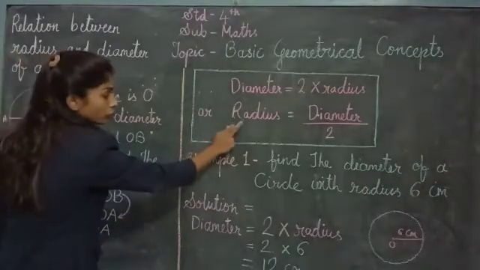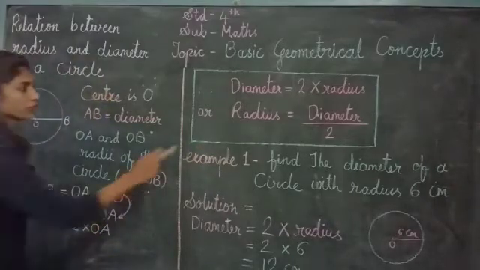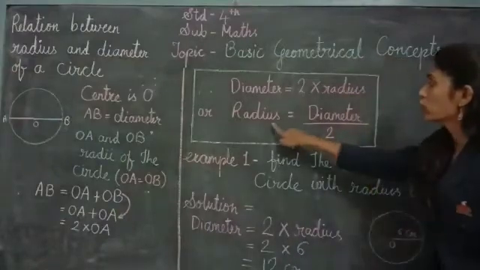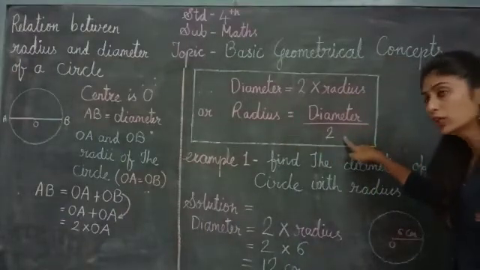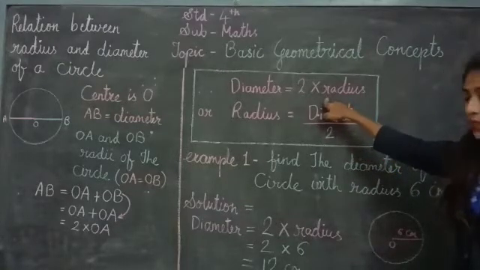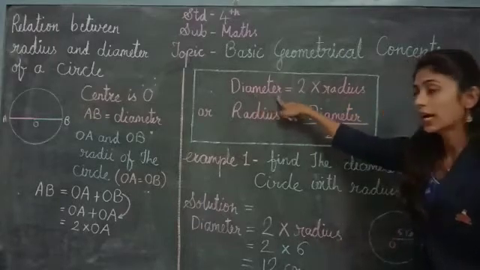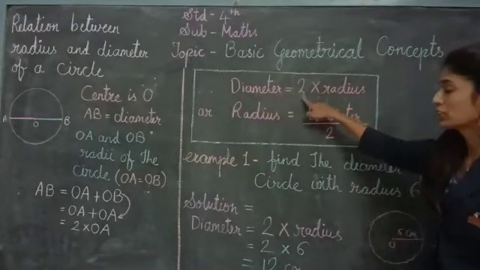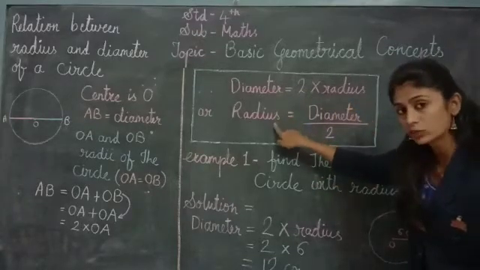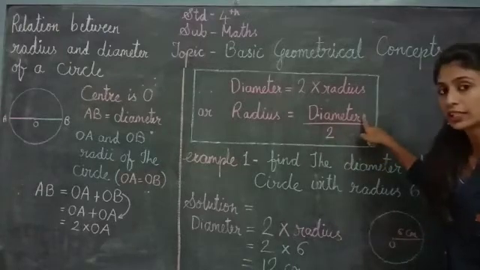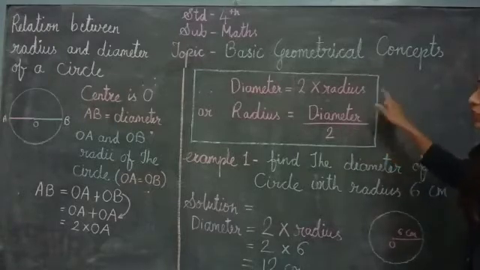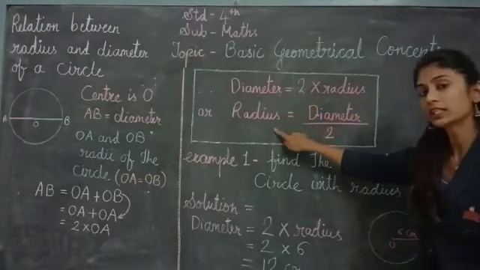And then the next formula is for the radius. How did we get the radius? Radius is equal to diameter upon 2. Now here we have to do division, while there we had to do multiplication. If we want to know the diameter of any circle, we multiply the radius by 2. And if we want the radius of a circle, we do division: the diameter divided by 2. This is the formula for diameter and radius.